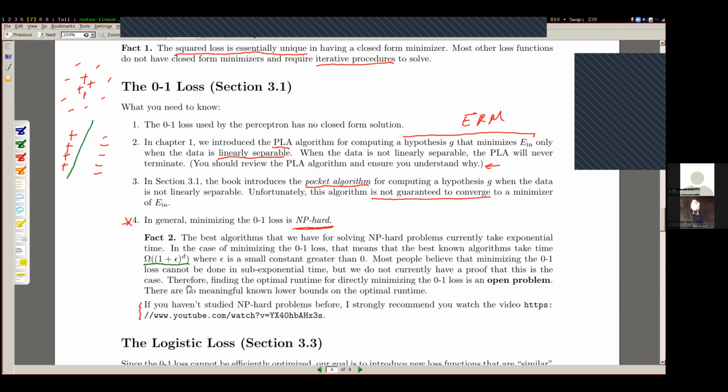Yeah, so I'll just read this last sentence. Therefore, finding the optimal runtime for directly minimizing the 0-1 loss is an open problem, and there are no meaningful known lower bounds on the optimal runtime. So that, again, will be a key source of true-false and open questions, and definitely refer back to that when working on those problems. The main takeaway is that statistically, the 0-1 loss was great. Computationally, it totally sucks, and we can't do anything with it computationally.